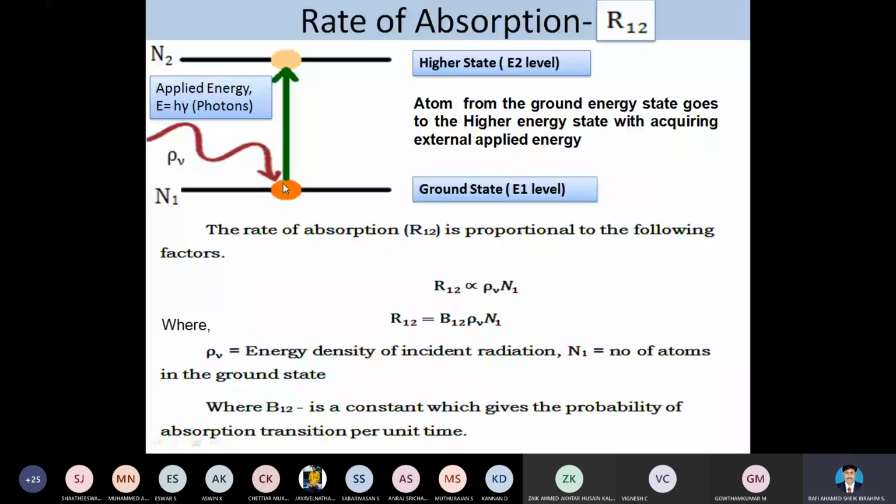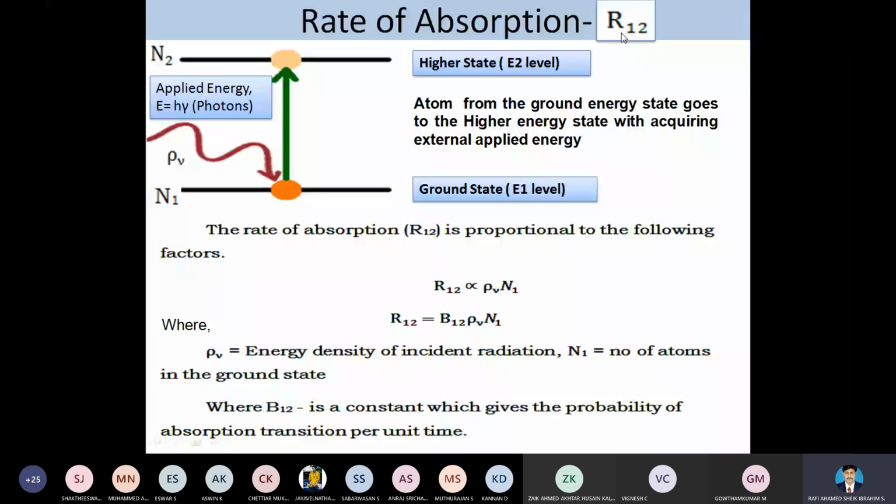The atom from the ground energy state goes to the higher energy state with externally applied energy. This process is called the rate of absorption. Now we have to assign a condition for this. How are we going to assign a condition? The rate of absorption is given by the symbol R12.